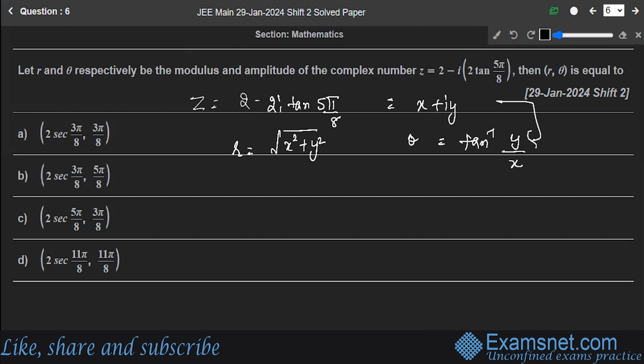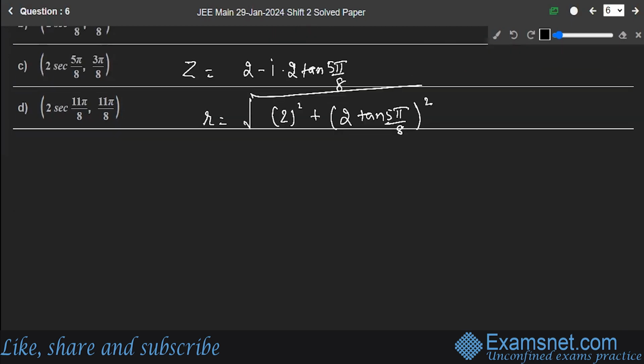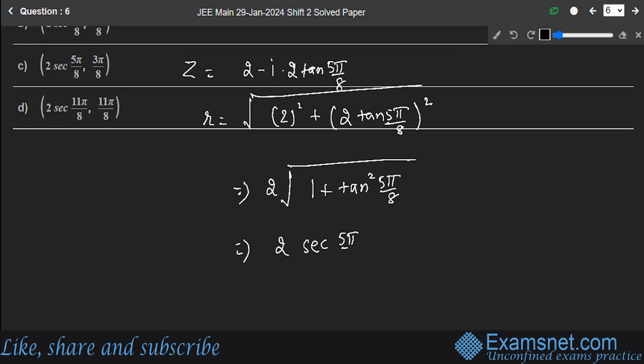Okay, so now if I take this complex number, z is equal to 2 minus iota into 2 tangent 5 pi by 8. So in this case, your r will be equal to root of x square, which is 2 square, plus y square, which is 2 tangent 5 pi by 8 whole square. This will give me, I'm taking 2 outside as common, so it will be 1 plus tangent square 5 pi by 8, which is nothing but secant 5 pi by 8.